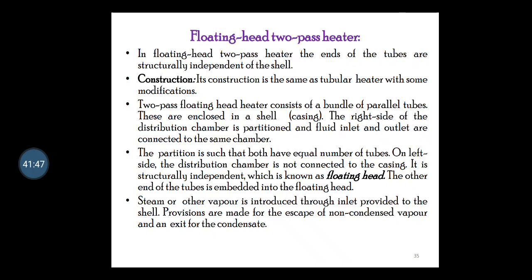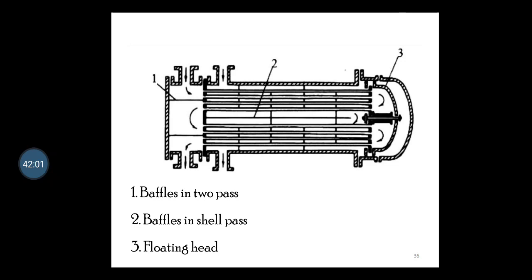Steam or other vapor is introduced through the inlet provided on the shell, and provisions are made for the escape of non-condensed vapor and an exit for the condensate. If you are able to see this diagram, labels number 1, 2, 3 are depicted in the figure, which represent number 1, baffles in the two passes, number 2, baffles in the shell pass, and number 3, the floating head. So we will see the working in detail.